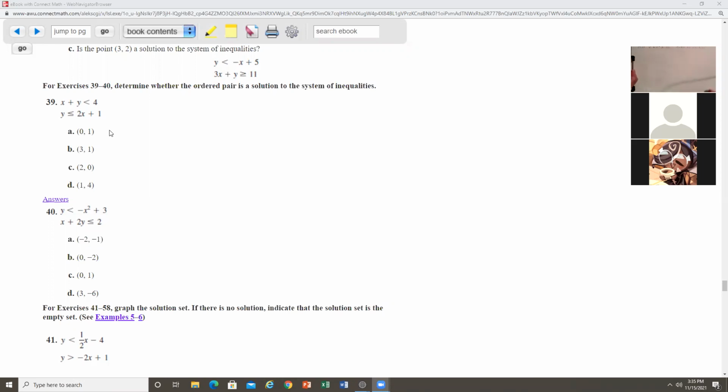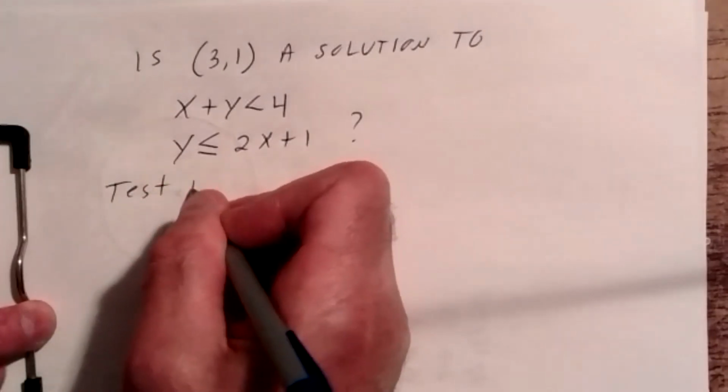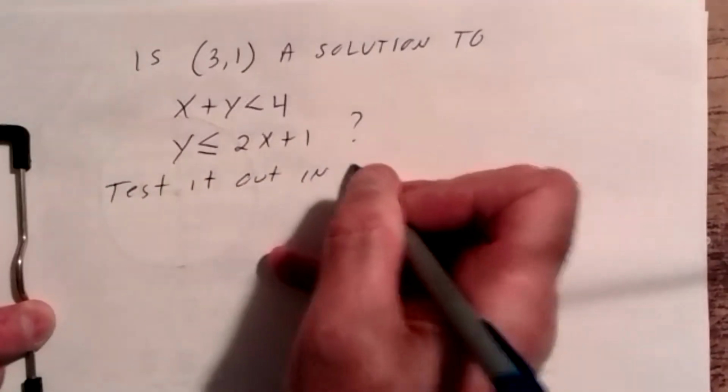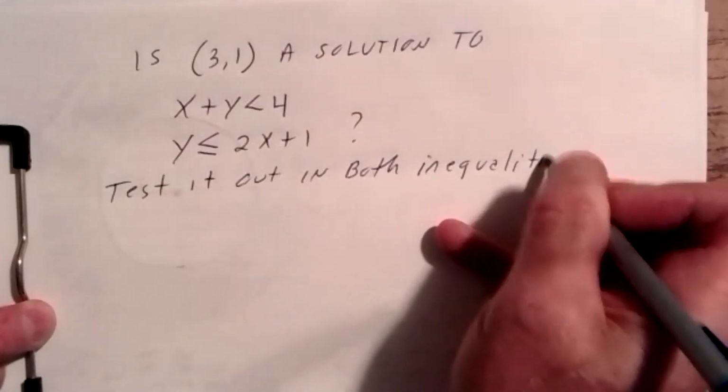So let's look at number 39, the system of two linear inequalities and two unknowns. Let's ask ourselves this question as we do problem 39b. Is the ordered pair 3, 1 a solution to this system of two linear inequalities, x plus y being less than 4 and y being less than or equal to 2x plus 1? Do you think that ordered pair 3, 1 is a solution to this system? Well, to answer that question, we have to test it out in both inequalities.